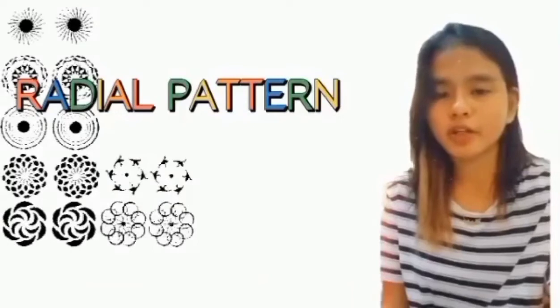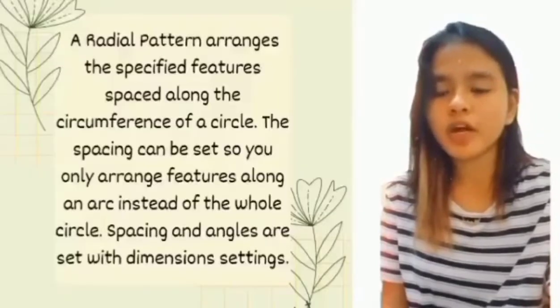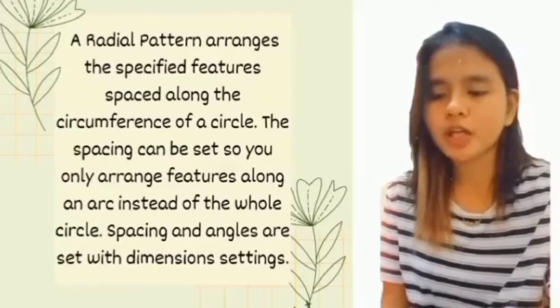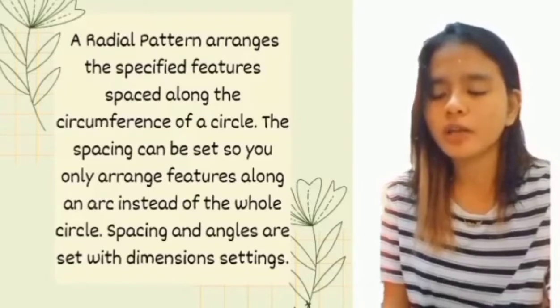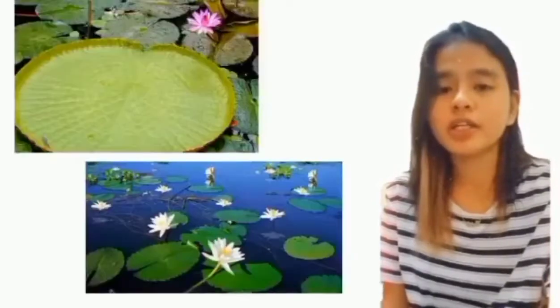Radial pattern. A radial pattern arranges the specified features spaced along the circumference of a circle. The spacing can be set so you only arrange features along an arc instead of the whole circle. The spacing and angles are set with dimension settings. An example of this is the water lily.